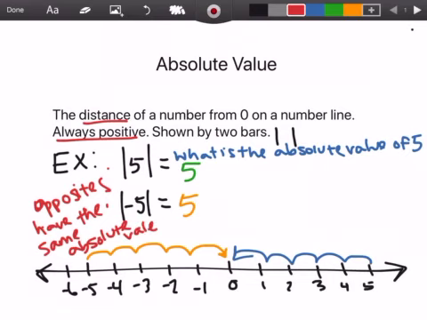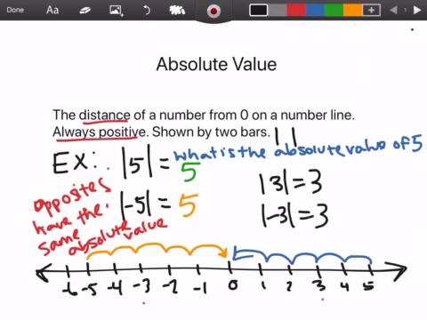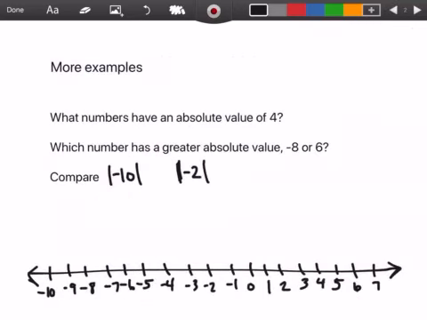And that's true for all opposites. Okay, so negative 3 and 3 both have an absolute value of 3. Okay, the absolute value of 3 equals 3. The absolute value of negative 3 equals 3. They are both 3 steps from 0. That's how far they are from 0. Okay, so that's basically it. I want to show you some more examples though.